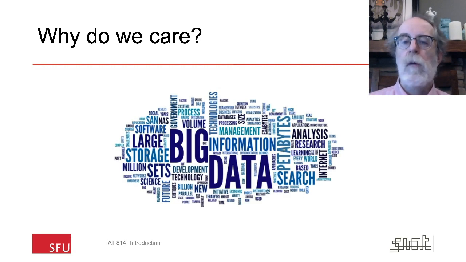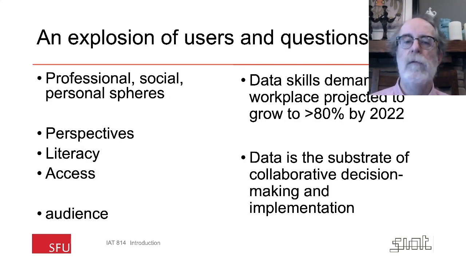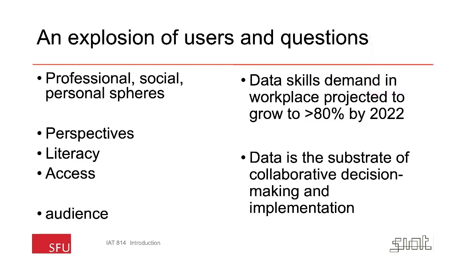Why do we care? Well, this word indicates the vast set of concerns inside the domain of big data or data analytics. And one of the big things that's very important, as I mentioned already, is the explosion of users and questions, which goes along with the explosion of data availability and the ubiquity of computing systems. Professional, social, and personal spheres are all perspectives that people take on analyzing and understanding data. And what has happened in society is that the literacy and access to data has significantly increased and improved over the last 20 years.